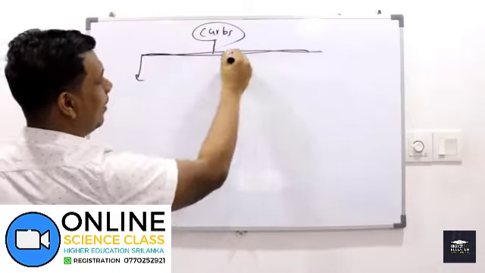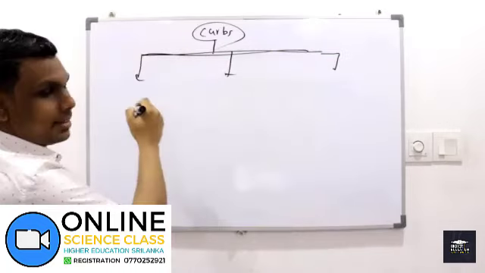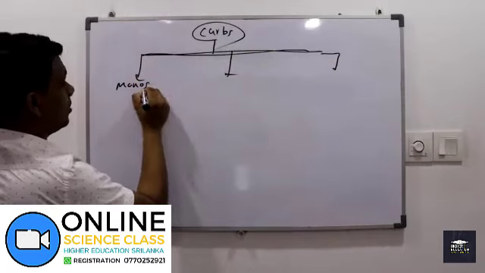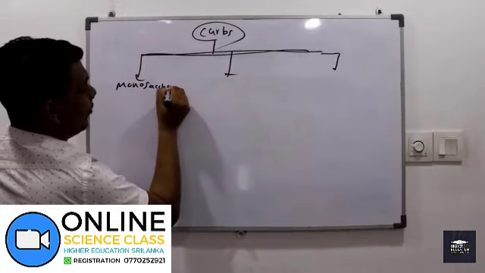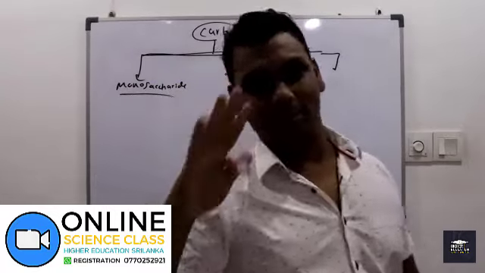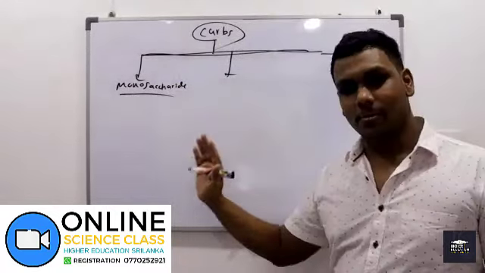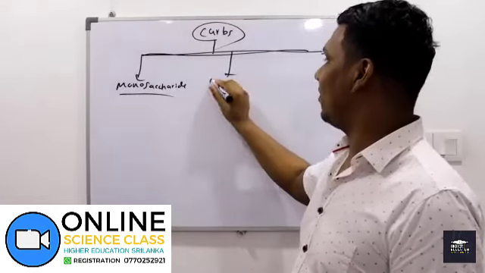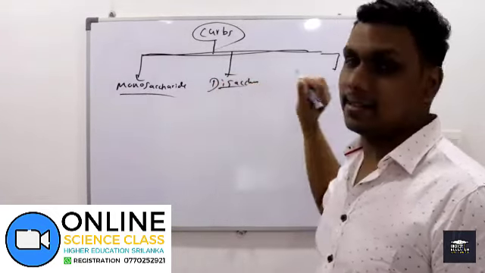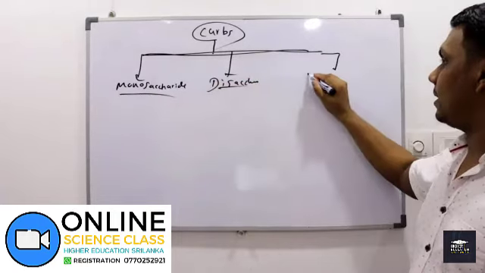Carbohydrates are divided into three: monosaccharides. If you don't know how to write monosaccharide, spellings, I don't want to give you an English lesson. Monosaccharides. Second one, disaccharides. I write disaccharide. Third one, polysaccharides.